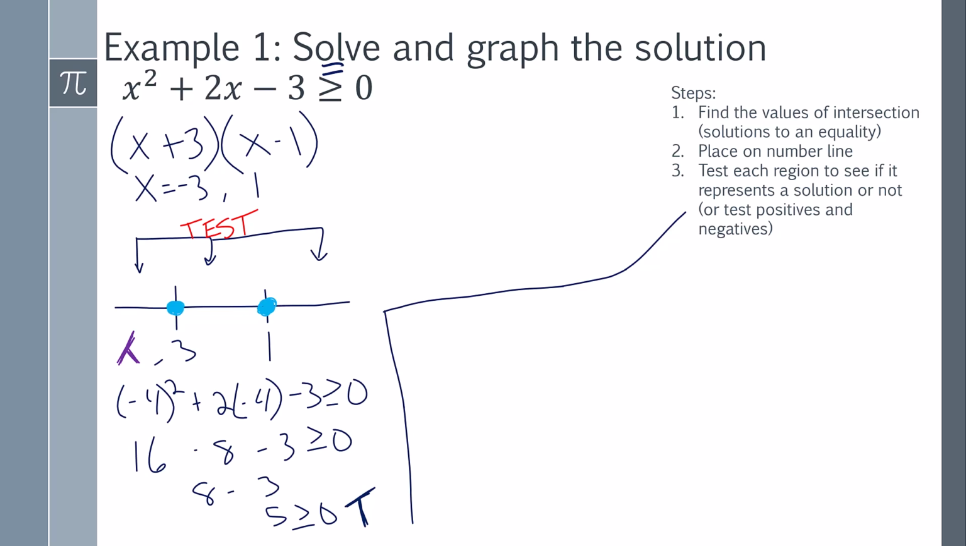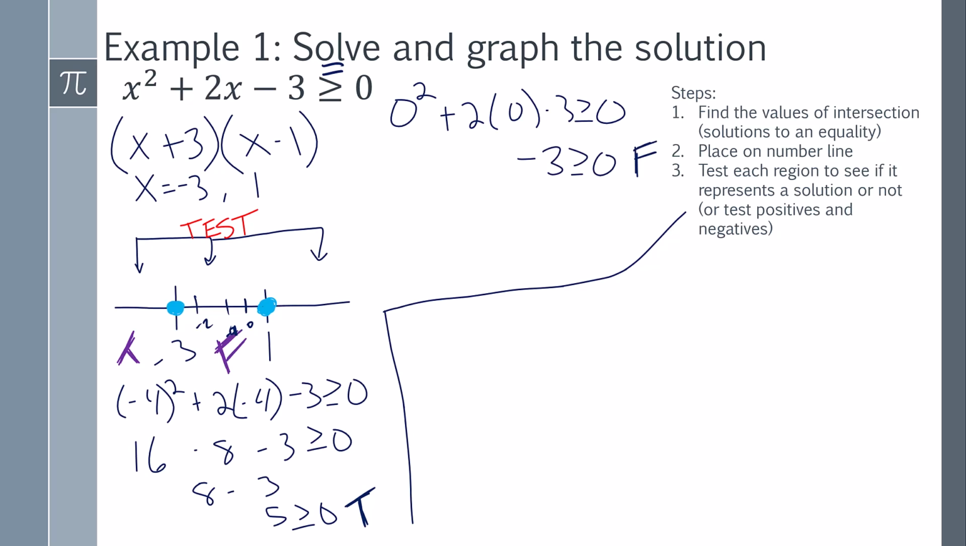Now I can test the next value. So what's a value between negative 3 and 1? So you have negative 2, negative 1, and then 0. I'm just going to plug in 0 because that seems easy. And so if I plug in 0, I get negative 3 is greater than or equal to 0. That's false. And then a value on the other side, so like 2. I can pick 2, 3, 4, 5. And so if I plug in 2 and simplify, I get, again, 5 is greater than or equal to 0, which is true. You shade the sides or the regions that are true.